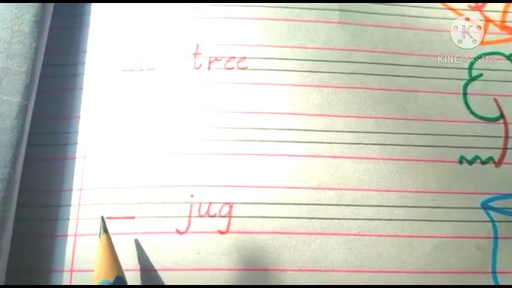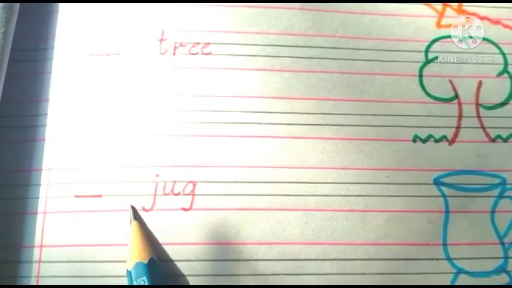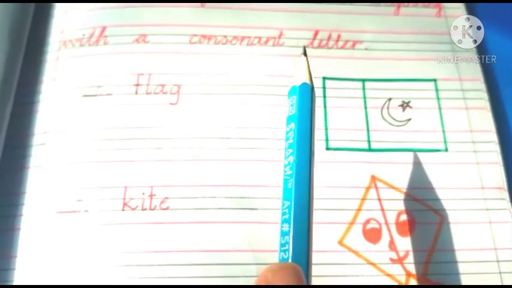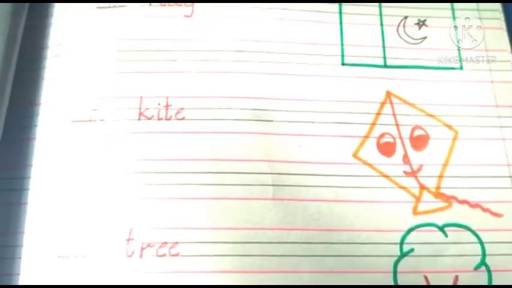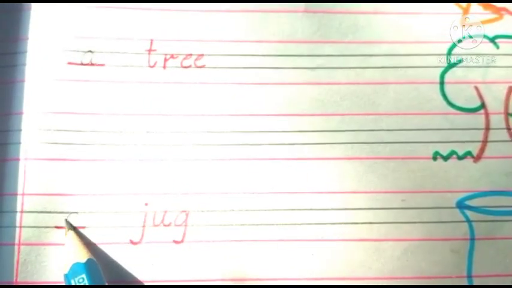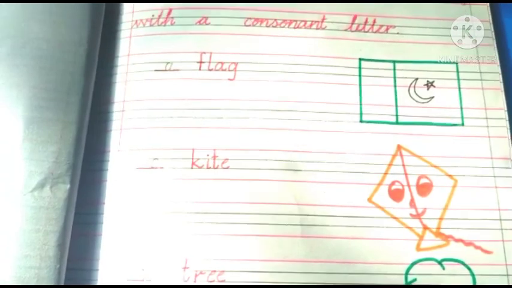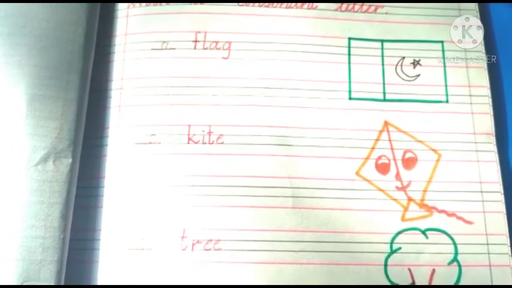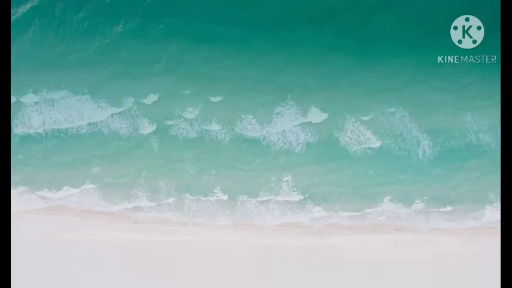Next picture is of a jug and jug begins with letter J. And you know J is a consonant letter. So we will use article a. What we will use? A jug. Here is a single jug. So we will write a jug. So it was our today's task.